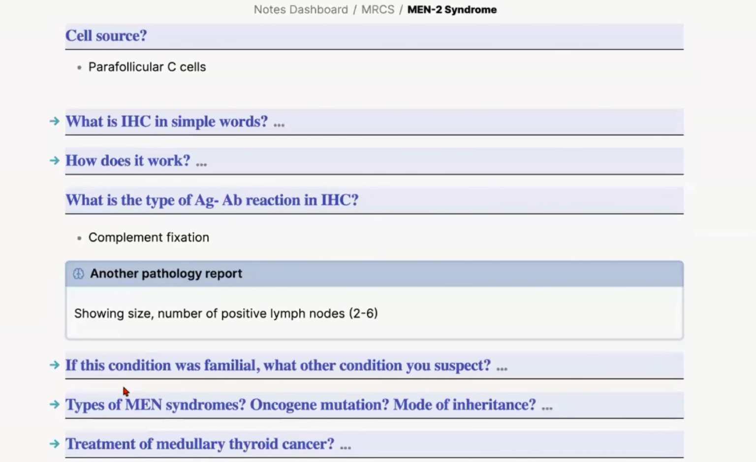What are the types of MEN syndromes, the oncogene mutations, and the mode of inheritance? So there are two types of MEN syndromes, MEN1 and MEN2. We further divide MEN2 into MEN2A and MEN2B. It's an autosomal dominant mutation, and one has a gene mutation in chromosome 11.